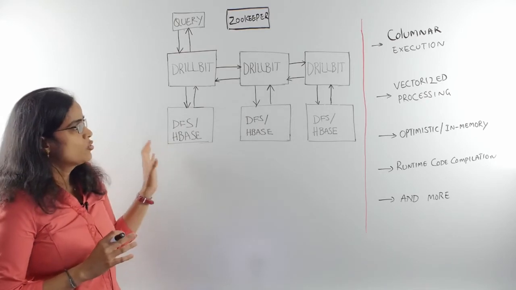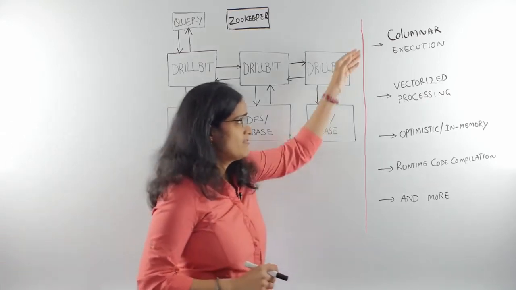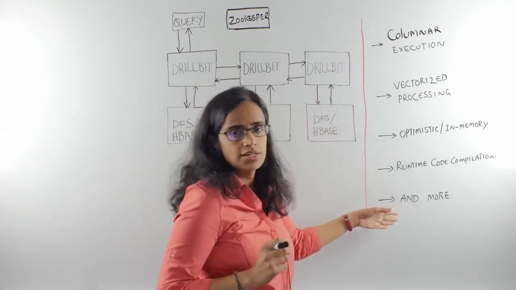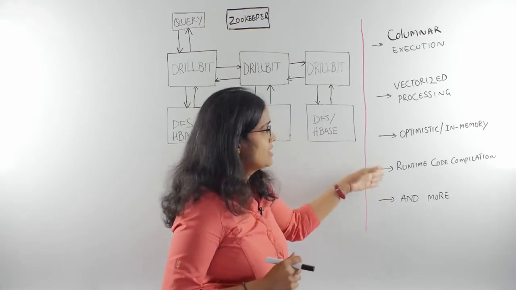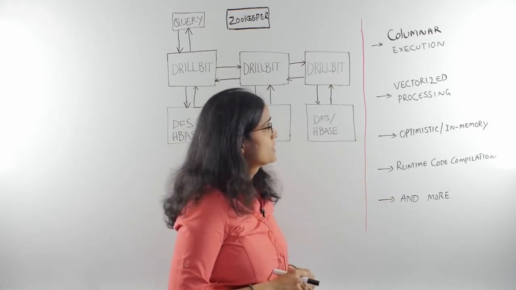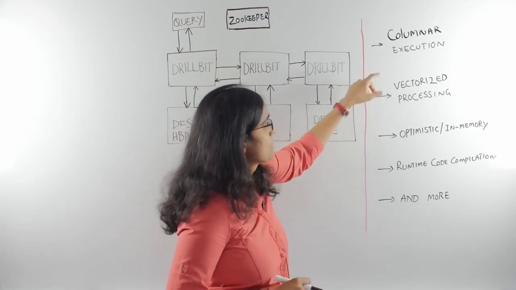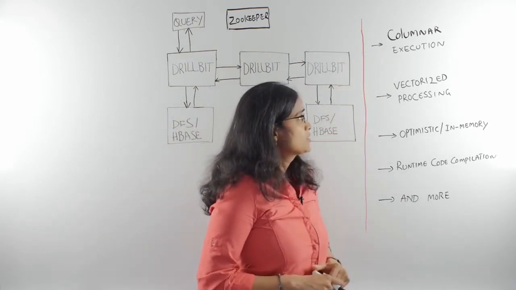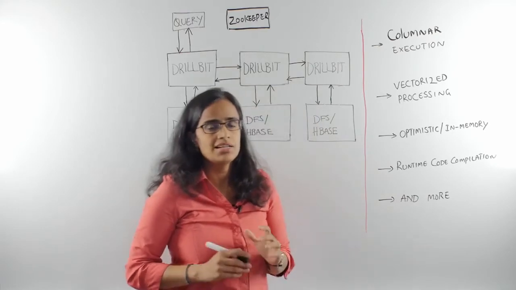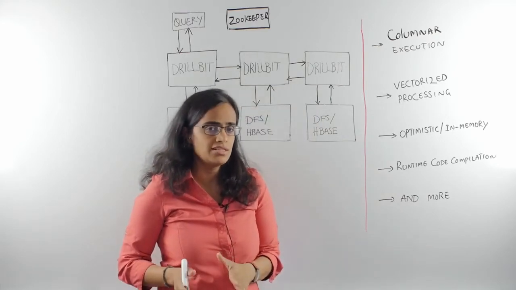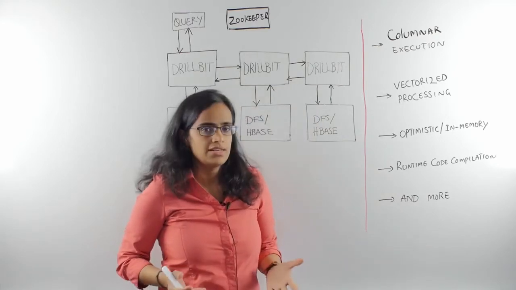In addition to the core distributed execution, there are a variety of other execution architectural elements which allow Drill to provide this performance. I will briefly describe each of these characteristics. The first aspect here is columnar execution. Drill is columnar in storage as well as in memory. So what does that mean?